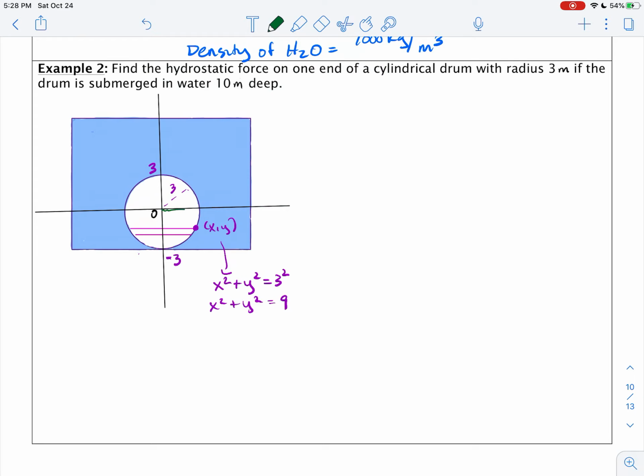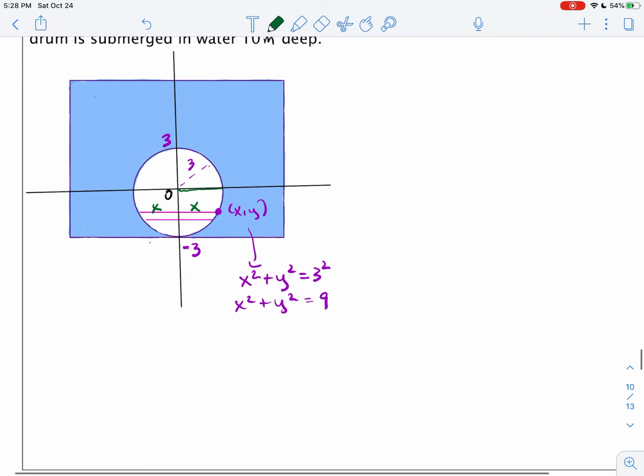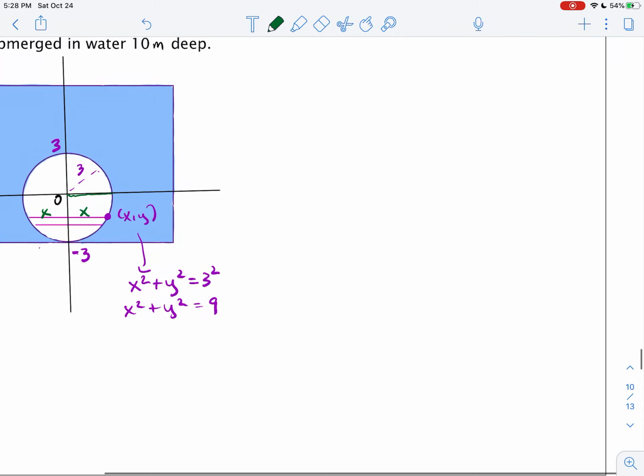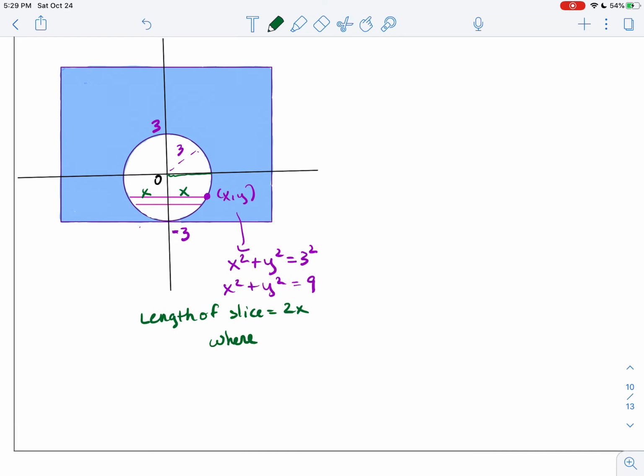I also know that if I go out from 0 along the axis, that's just going to be x. So this distance is going to be x, and by symmetry, this distance is also going to be x. And so I can see that the length of my slice is going to be 2x, where x is equal to the square root of 9 minus y squared, because it came from that equation.